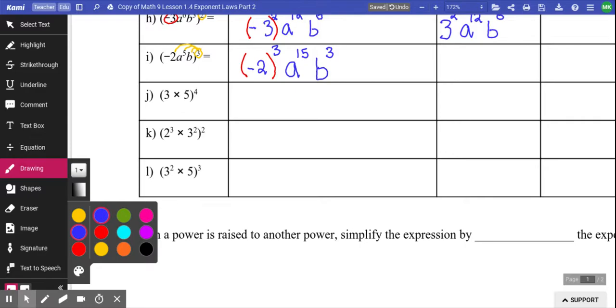Now we can look at this power, like the negative 2 to the power of 3, and think, okay, a negative base with an odd exponent will stay as a negative. So instead of putting the brackets, I can leave the negative there and get rid of the brackets because it's an odd exponent. So I have negative 2 to the power of 3, a to the power of 15, b to the power of 3.